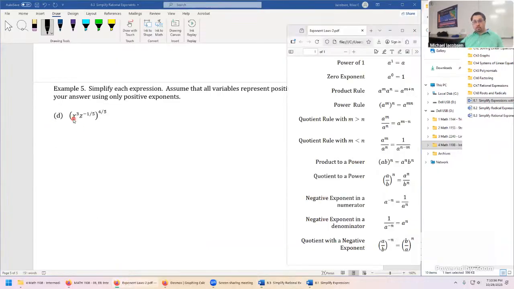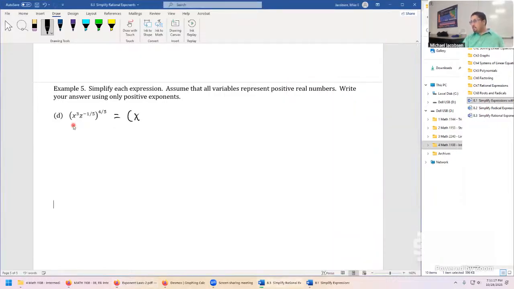Simplifying this expression is going to be this property. We have a product raised to an outer exponent. Our exponent n happens to be 4/5. The idea with this is the exponent n distributes to each one of the factors. So we raise each part to the power of n. So if we do that on this one, we'll get x cubed to the power of 4/5 times z to the power -1/5 to the power of 4/5.